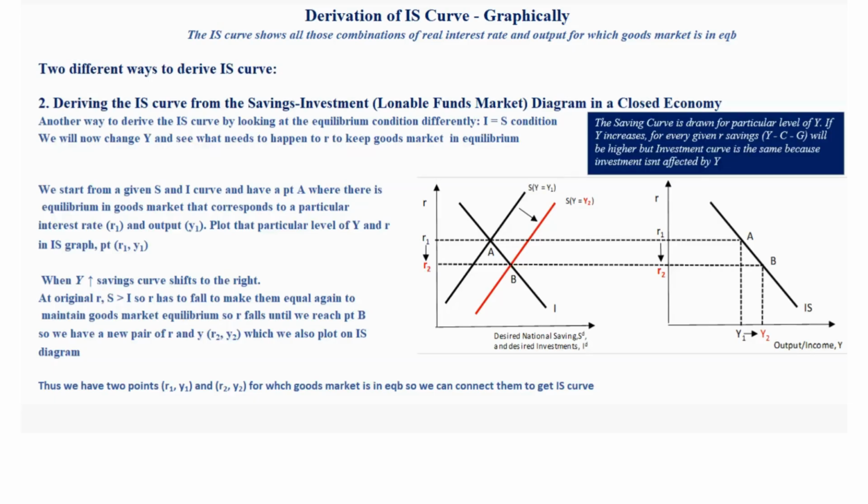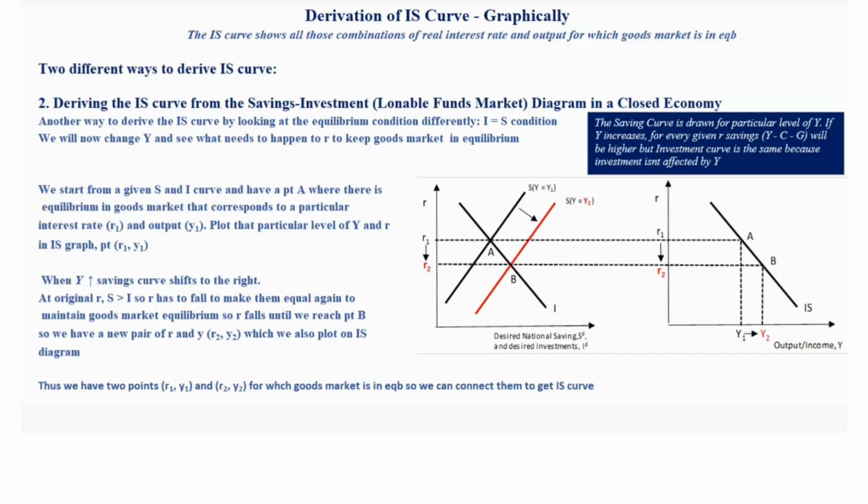So in this case, what we will do is change Y and see what needs to happen to R to keep goods market in equilibrium. This is the opposite of what we do when we're deriving the IS curve from the Keynesian cross and investment function combined. Over there, we change R and see what needs to happen to Y to keep goods market in equilibrium. But when we're deriving it from the savings investment diagram, we change Y and see what needs to happen to R to keep goods market in equilibrium.